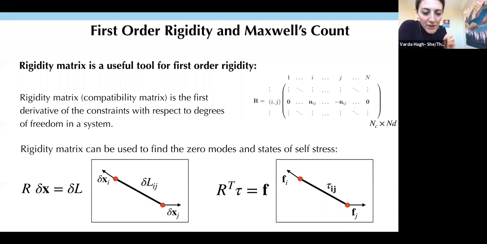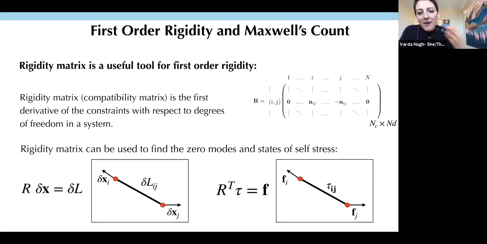Now, one very useful tool, which I'm assuming most of you are familiar with, but you might know it by different names, is the rigidity matrix, or as it's called, the compatibility matrix. I think it has other names too. These are the two that I've heard mostly used by physicists and mathematicians.